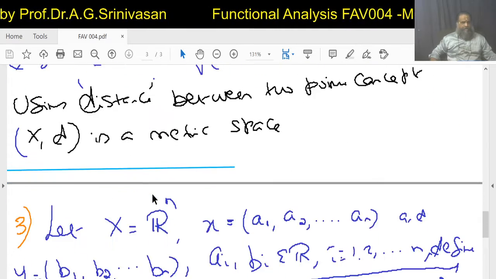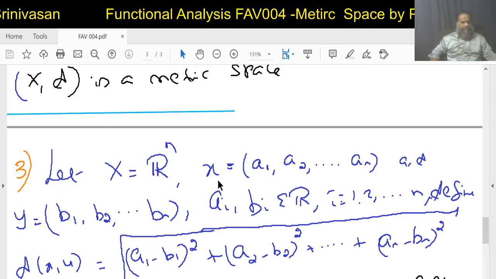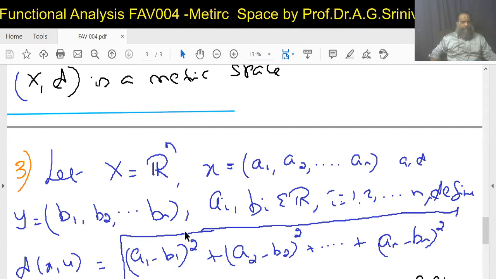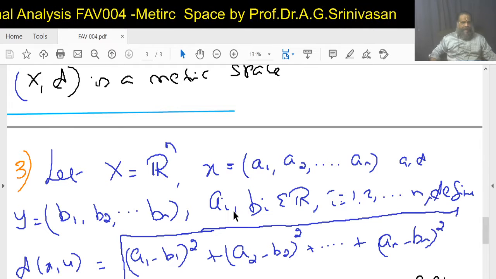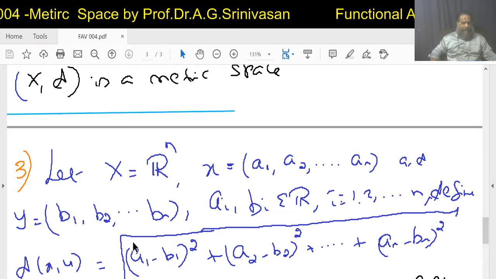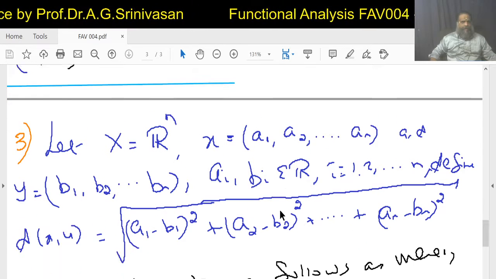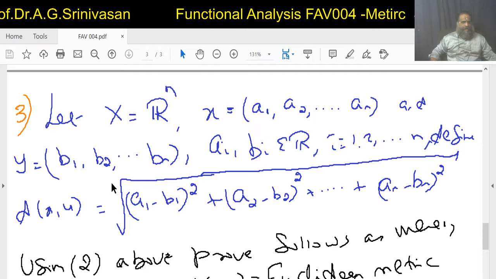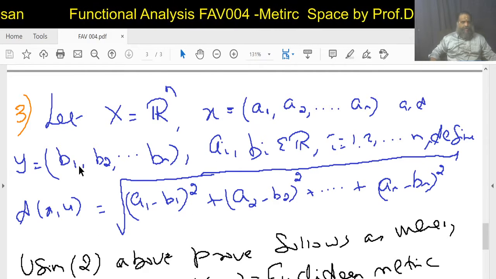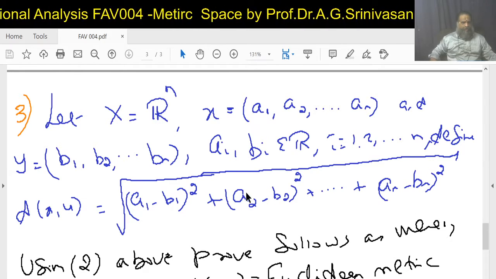Example 3, generalizing. Take X equal to Rn in a Euclidean space. x is equal to (a1, a2, etc., an) and y is equal to (b1, b2, etc., bn), where each ai and bi belongs to R. Define the metric d(x,y) as the square root of (a1 minus b1) the whole square, the component-wise difference squared, plus (a2 minus b2) the whole square, etc., up to (an minus bn) the whole square.